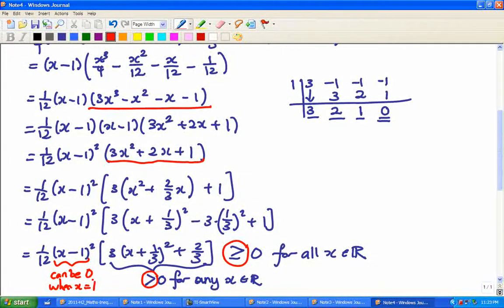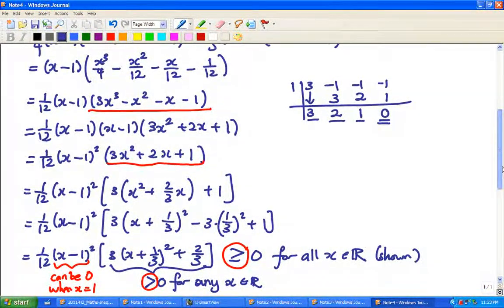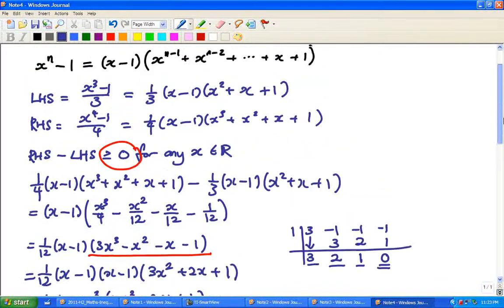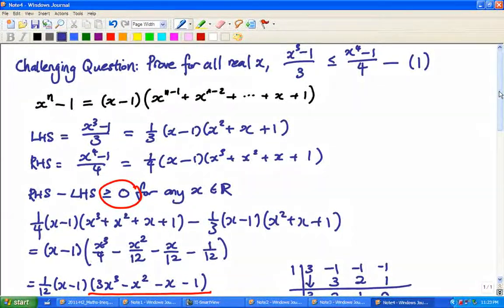And so we have proven what we are required to show for our original question, which is to show that x cubed minus 1 over 3 is less than or equal to x to the 4 minus 1 over 4.